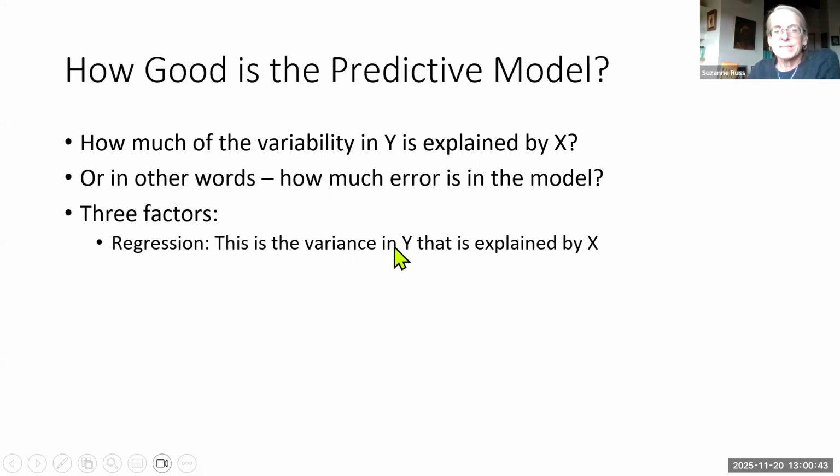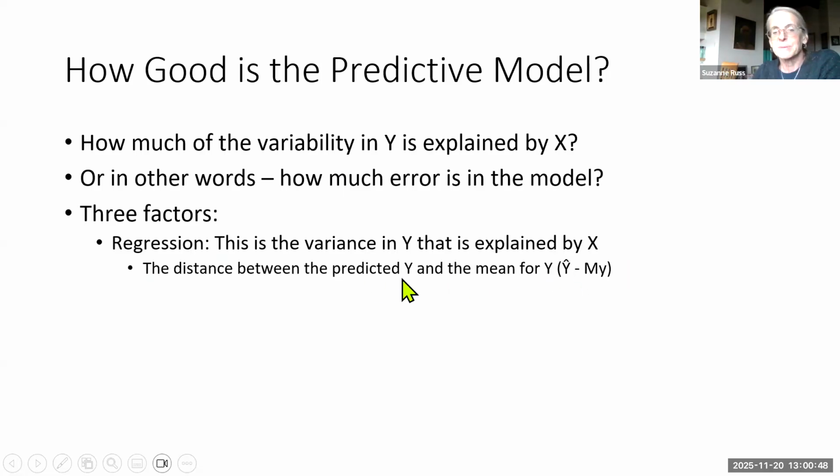So regression is the variance in X that's explained by Y. So it's just that distance. Remember when Cassandra got a score of 5 on her mood and her predicted score was 3, that difference is called error, and that's one of the things we consider. Let me see. No, I said it backwards. The regression line is actually the good thing.